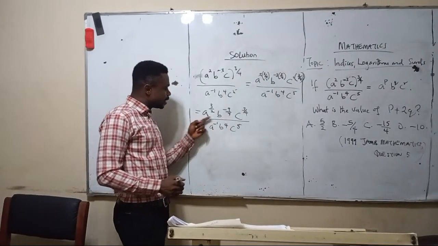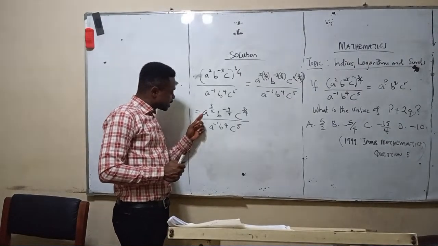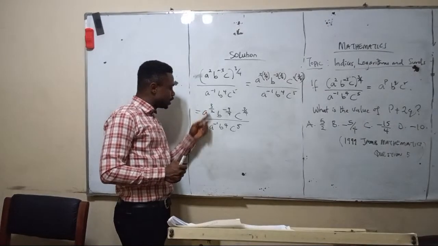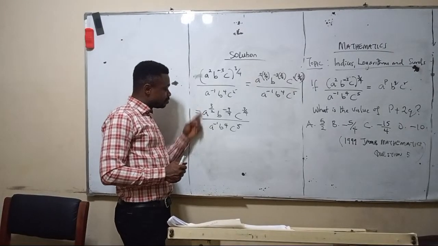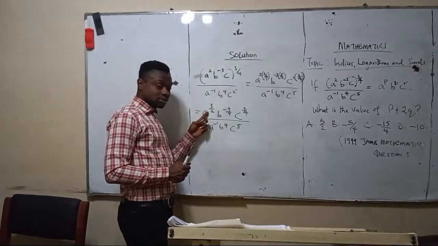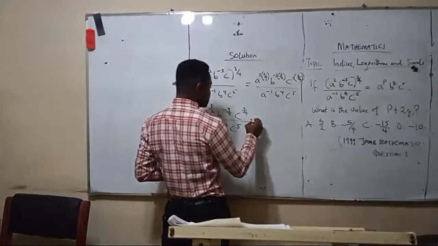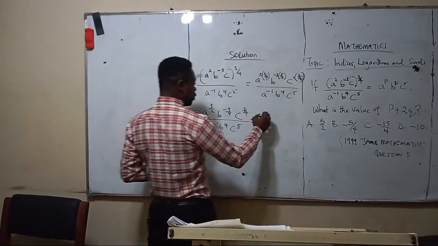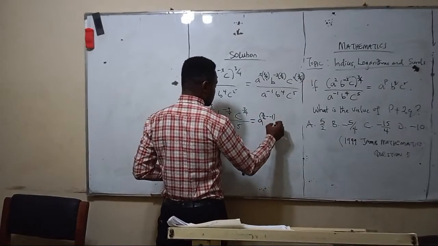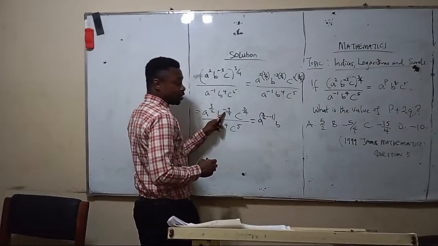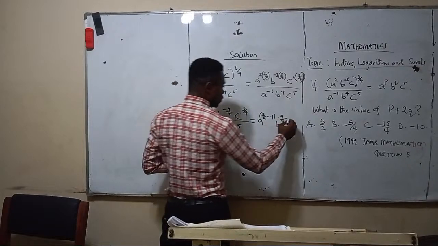But we have the same a, b, c in the denominator. Remember the law of indices. This a raised to power 3 over 2 divided by a raised to power minus 1 is the same as saying a, they have the same base. So a raised to power 3 over 2 minus minus 1 is a law of indices. So let's do it that way. It's the same as saying a raised to power 3 over 2 minus minus 1. Then b, here is minus 9 over 4, raised to power minus 9 over 4 minus 4.